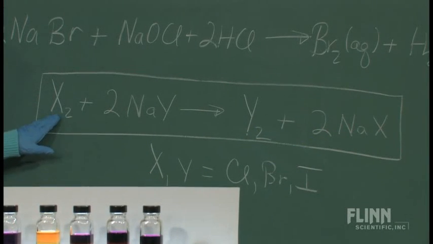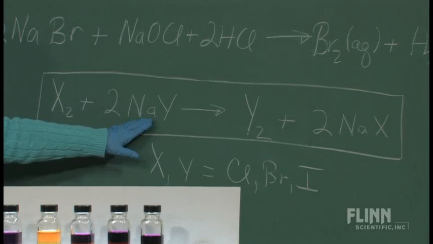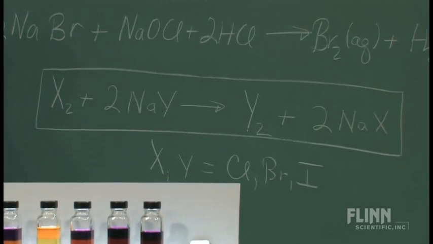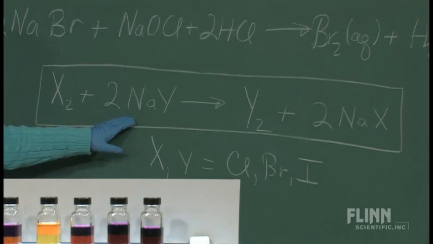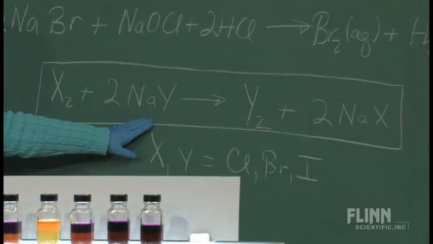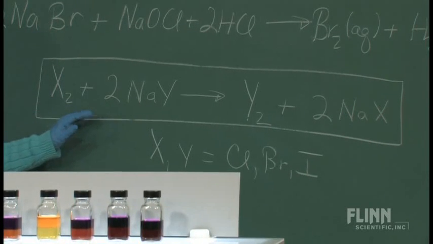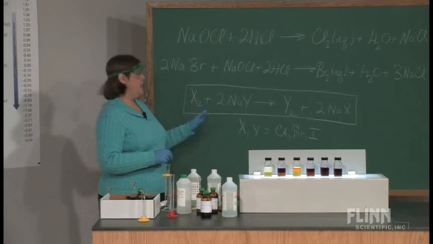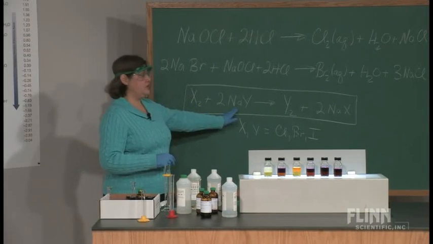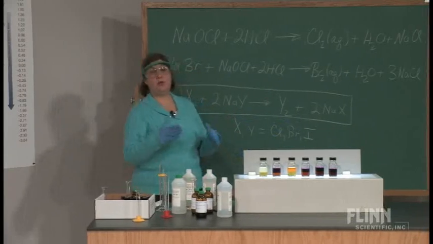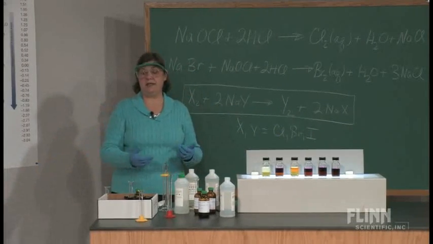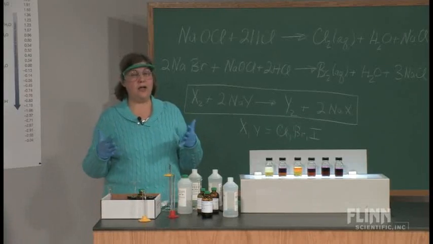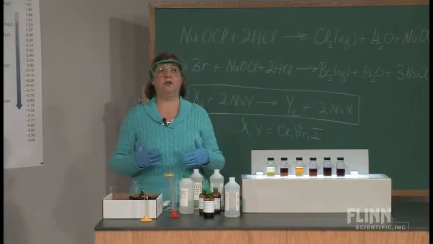So we know that chlorine reacted with sodium bromide, reacted with sodium iodide to give bromine and iodine respectively. Bromine only reacted with sodium iodide. It did not react with sodium chloride. So already we know that chlorine is more reactive than bromine. And because bromine reacted with sodium iodide to give iodine, then we know that bromine is more reactive than iodine as well. So a whole lot of information, interesting color reactions.